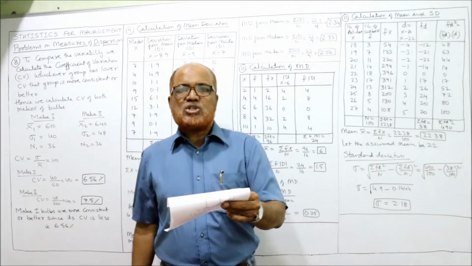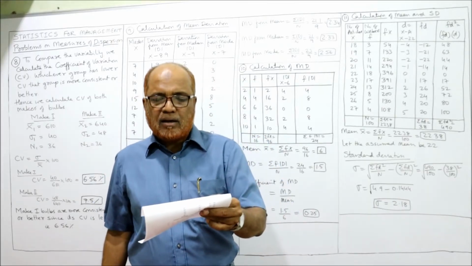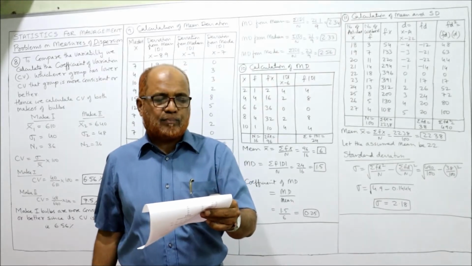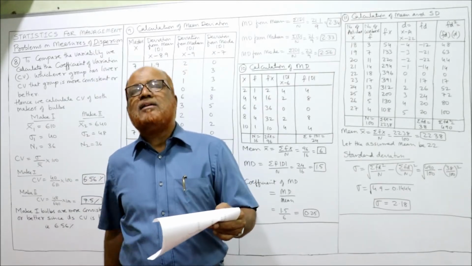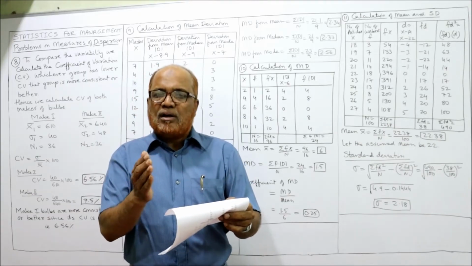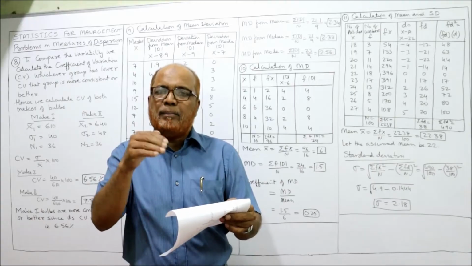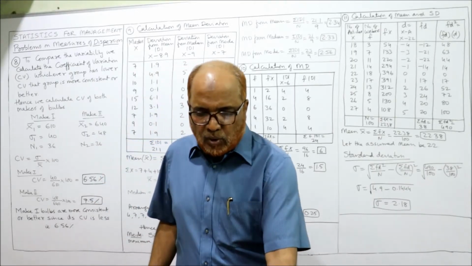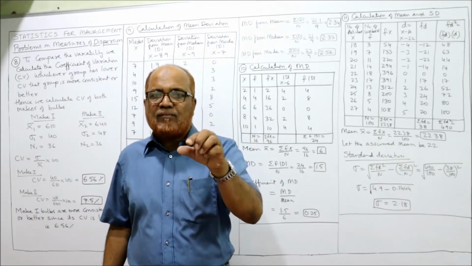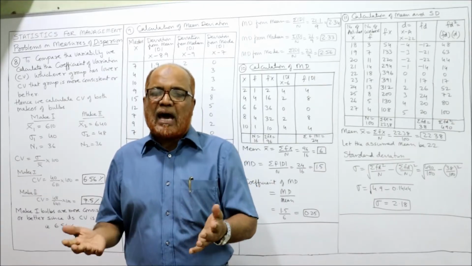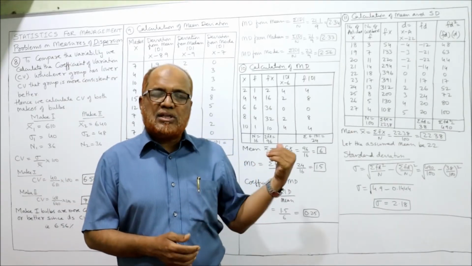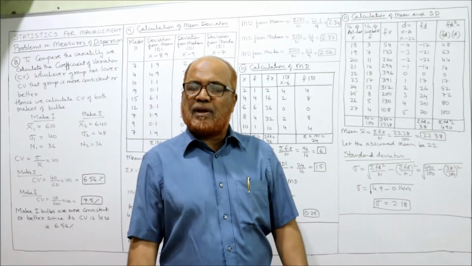Calculate the mean deviation from mean, median or mode in respect of marks obtained by 9 students given below. The marks of the 9 students are given. Now we have to calculate the mean deviation taking from mean, median and mode. So actually mean deviation is the average of deviations taken from an average. The average may be mean, median or mode. So in this problem we have to try for all the 3, right?